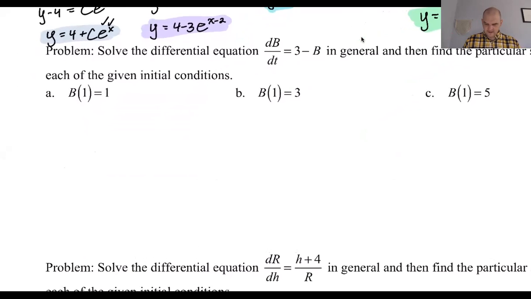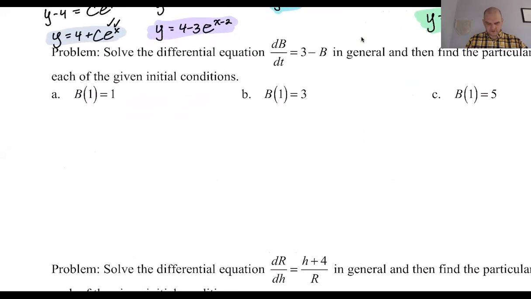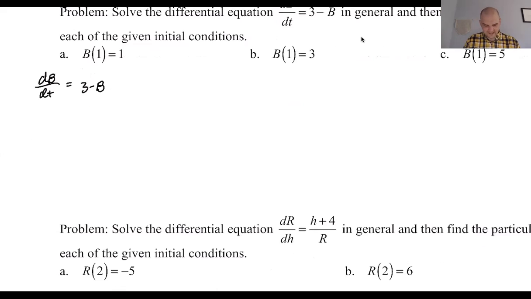So let's start with the differential equation, right? It's originally written as dB/dt equals 3 minus b. I do not like to solve it when it looks like this. What I'm going to do is factor a negative out of everything on the right. So dB/dt is -1 times (b minus 3).